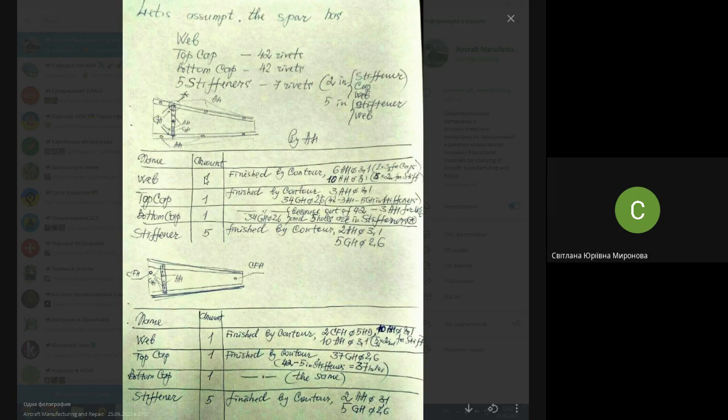The same as with the web. The web is finished by contour, with 6 assembly holes for caps and 10 assembly holes for stiffeners. And if we work in a jig, the web has 2 coordinate fixing holes for locating to the jig, and it has 10 assembly holes for locating of stiffeners, but it has no these 6 assembly holes, and so on. That is something like an instruction. That is for those who manufacture the part.